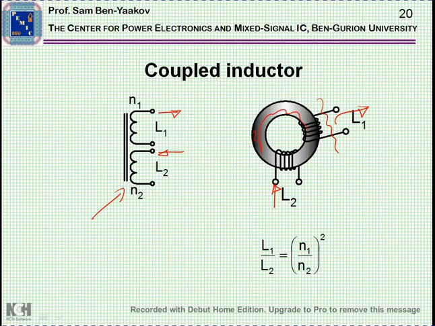Nonetheless, when you look at the ratios of currents and voltages, the coupled inductor behaves in this respect like a transformer. It's also important to note that the ratio of the inductances seen from each winding is the ratio of the number of turns squared. So once you know the inductance on one side, you can calculate the inductance on the other side if you know the turns ratio.